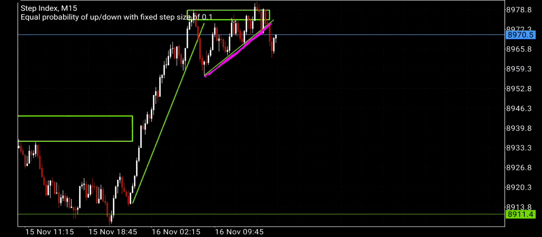So basically, when I entered my trade there, it means that because I'm holding a sell trade, the best thing to do was to target the next opposing structure. In this case, the next opposing structure was this area of support here, this one here, and also the trend line.